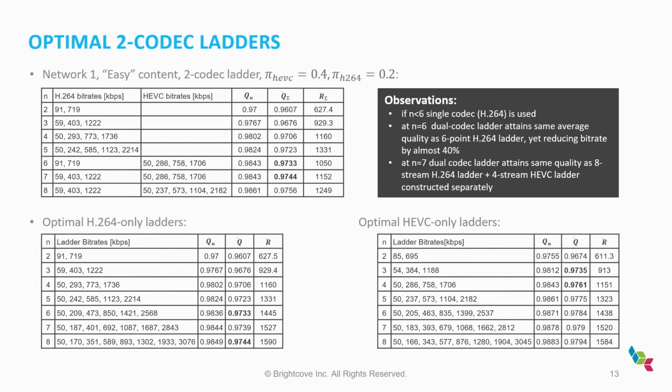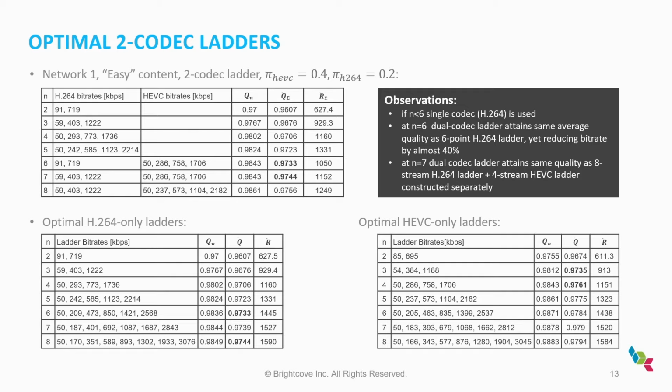So this is network 1, easy content. Probability of devices that can decode HEVC is 0.4. Probability of devices that can only decode H.264 is 0.2. And the rest, which is 0.4, is the hybrid client. So that's the anticipated delivery scenario, which coincidentally is similar to what the US looks like if we think about mobile.